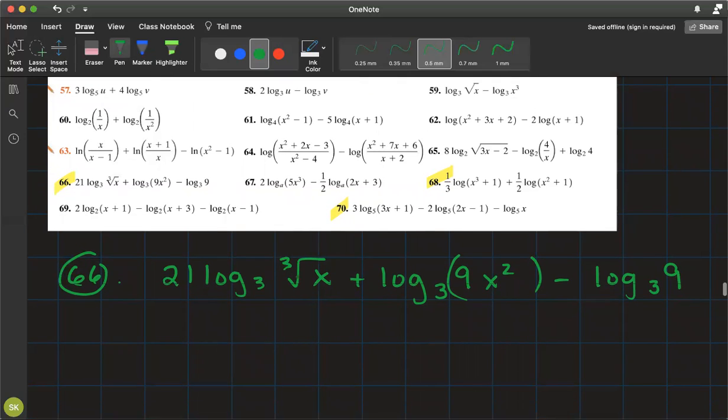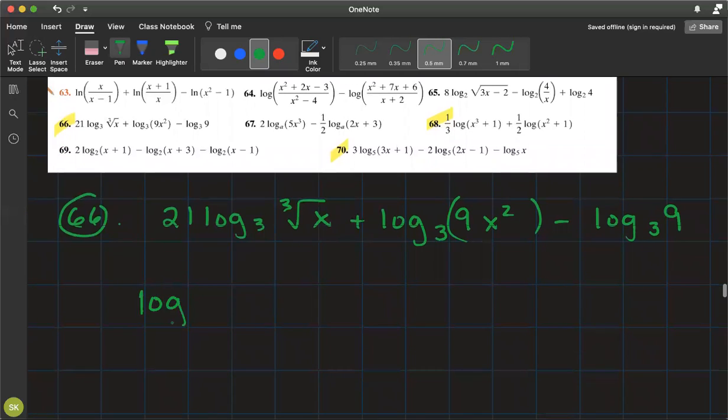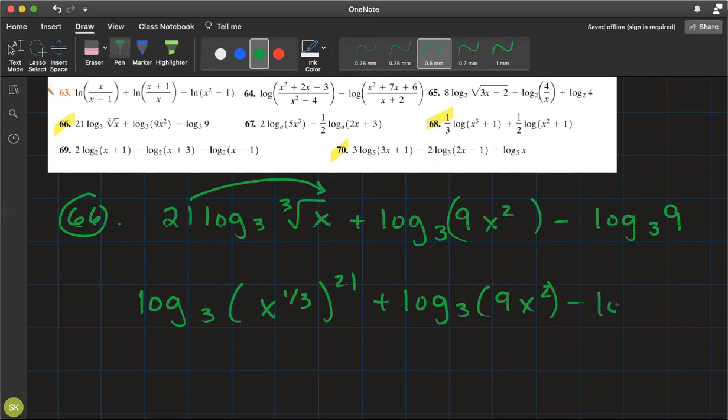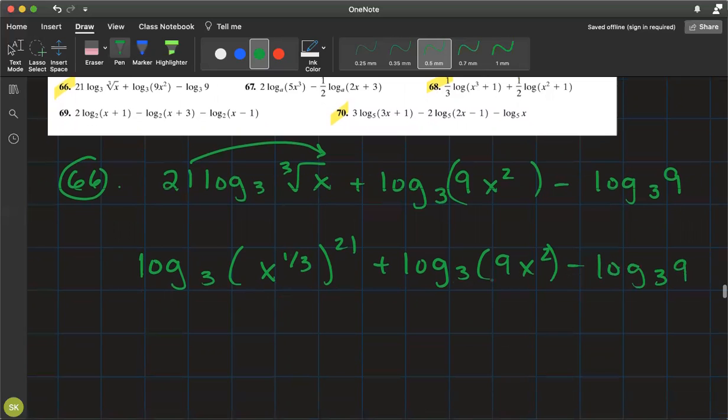What I'm going to do is start with this. Remember, I would like to make this addition multiplication on the inside and this minus sign division. But I have this 21 in the front. I need to get rid of it. So this is the same thing as log base 3 of x to the 1/3 raised to the 21, and then plus log base 3 of 9x squared minus log base 3 of 9. And then I'm going to work from left to right. I can combine these two.